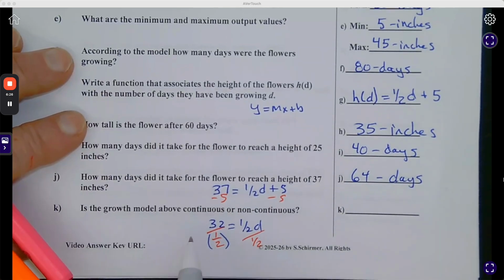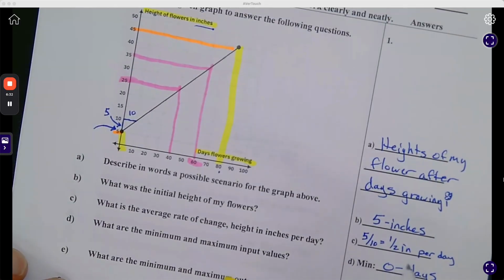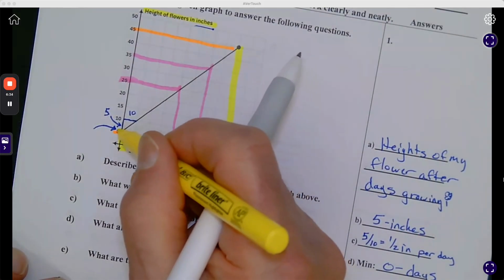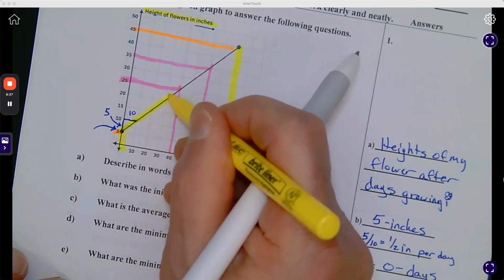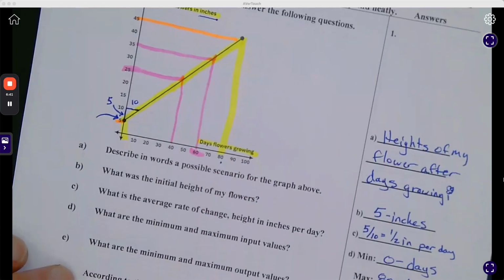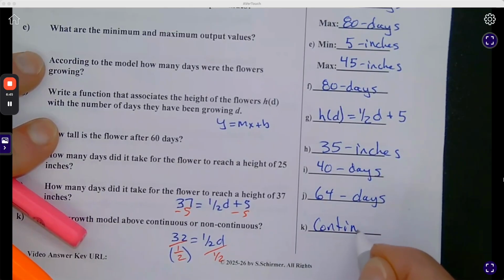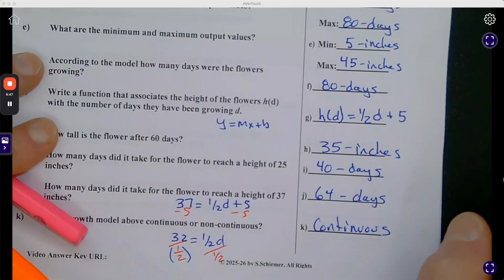All right, is the growth model above continuous or non-continuous? Well, if you can draw the entire graph without taking your pencil or pen or highlighter off, then it's continuous. So if there's no gaps, it's continuous. That is continuous. C-O-N. All right, good job. Let's keep going.